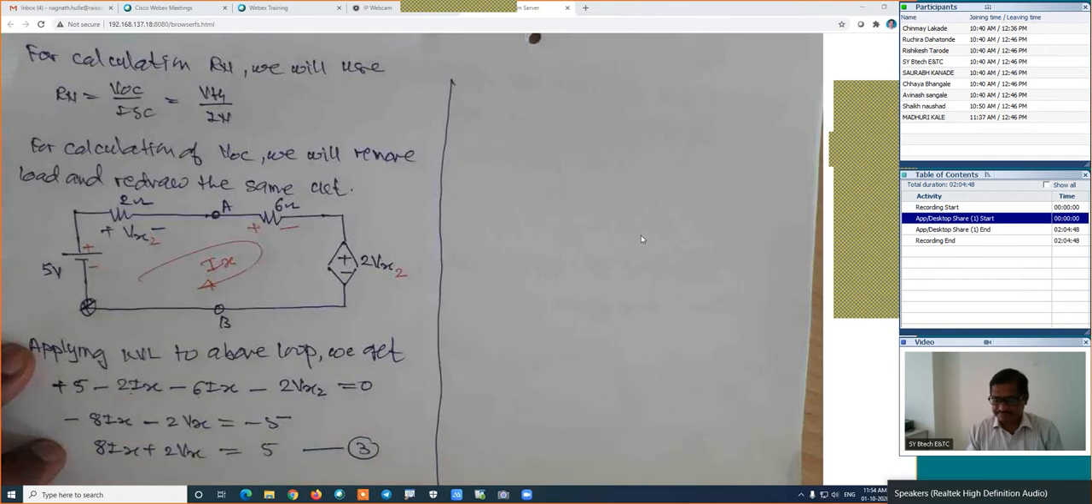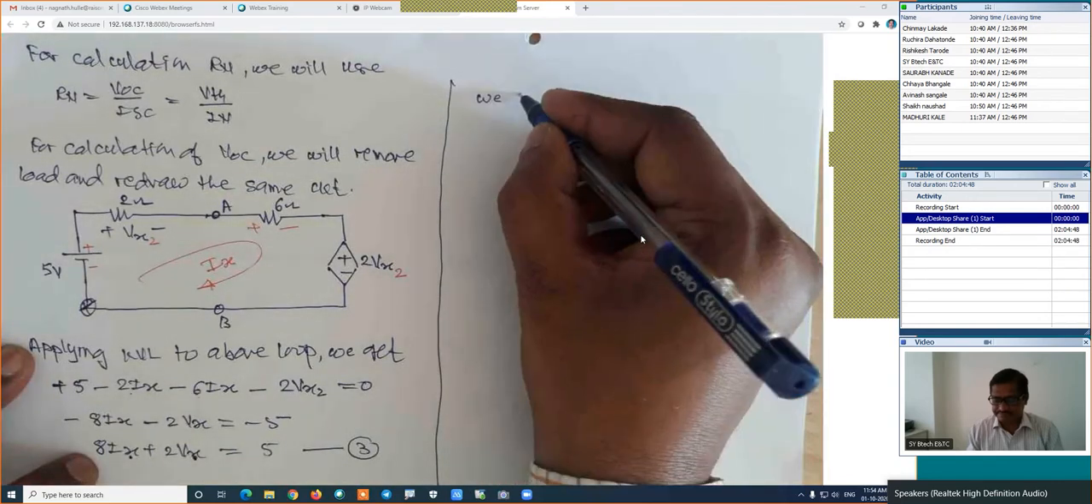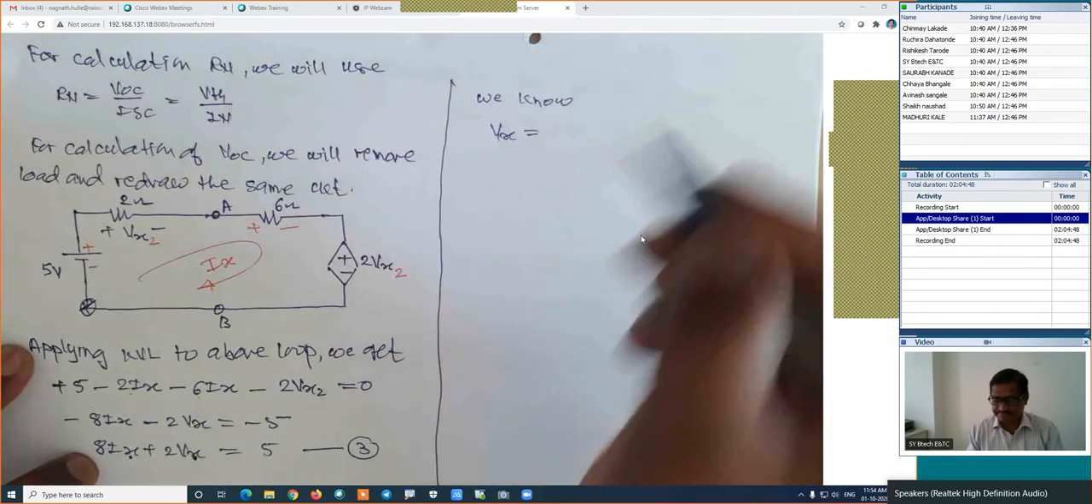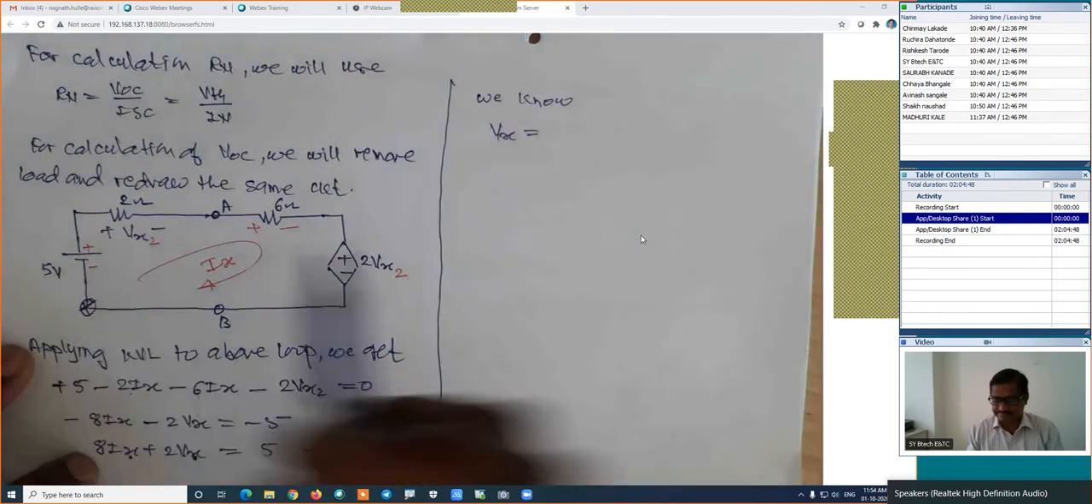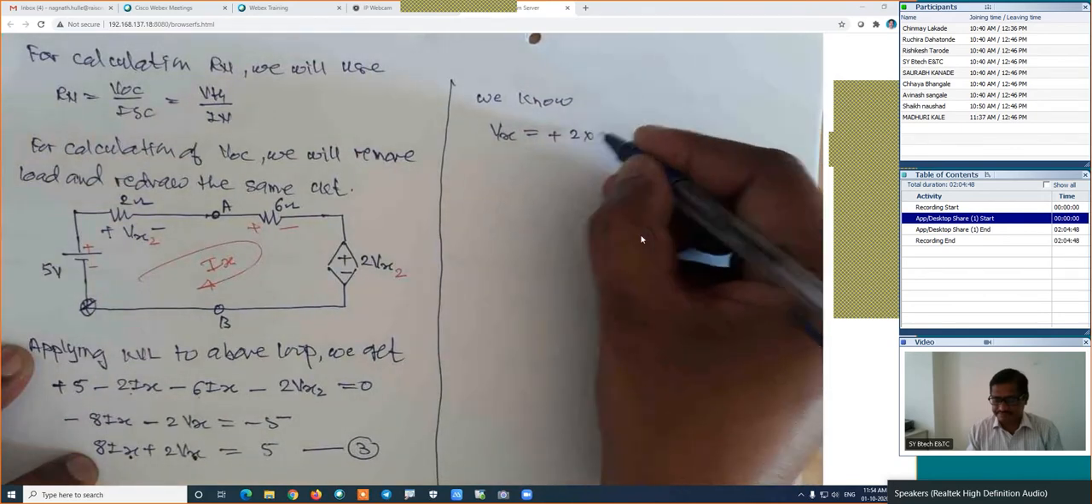Here, we have to find Vx in terms of Ix. It's directly known. How much is the Vx? Negative to positive, that is a plus, 2 into its current, and how much is this current? That is Ix.